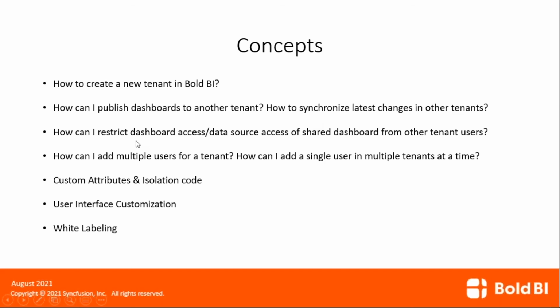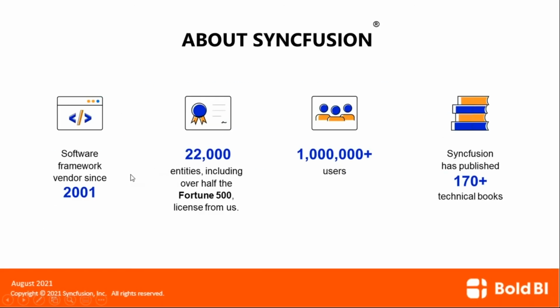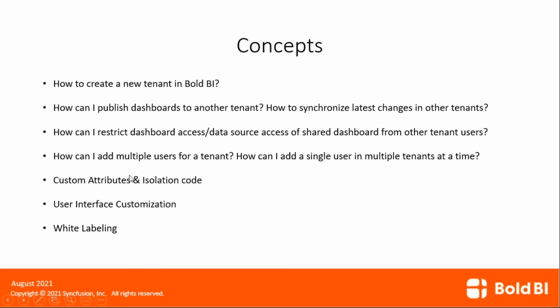And also you can restrict the dashboard access or the data source access while publishing the dashboards to other tenants through the option called lock. So you can lock either dashboard access or data source or even both through the locking option. And the next one is how to add multiple users for a tenant. As I showed you, you can click on the tenant and you can add whatever tenant users you want to add. You can select multiple users, or else you can select a specific user and grant access for multiple tenants. That is also an option.